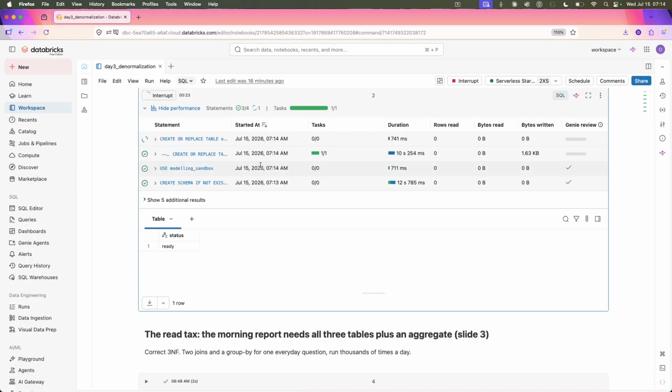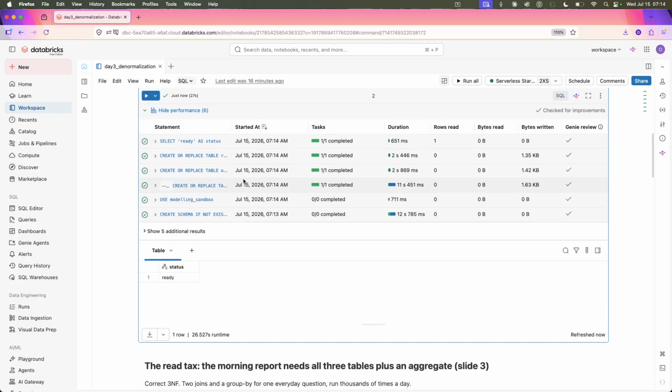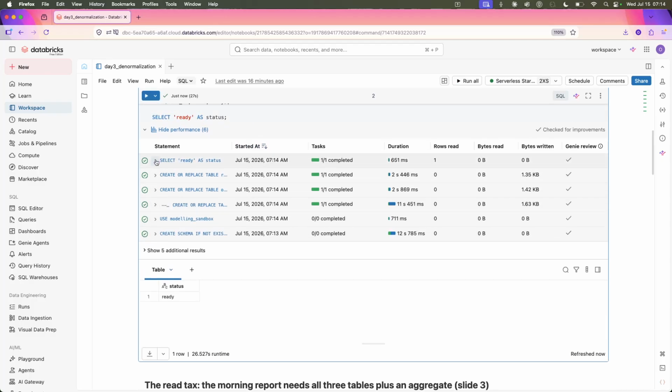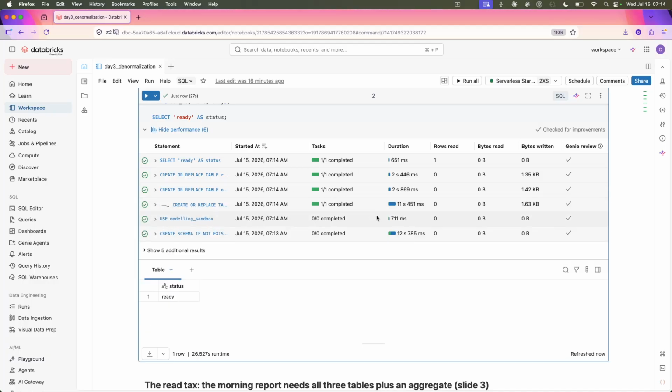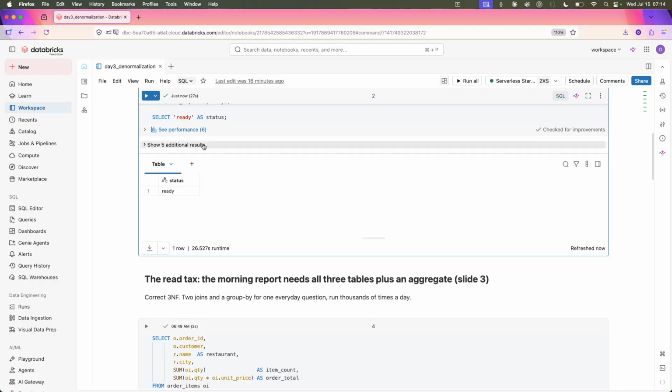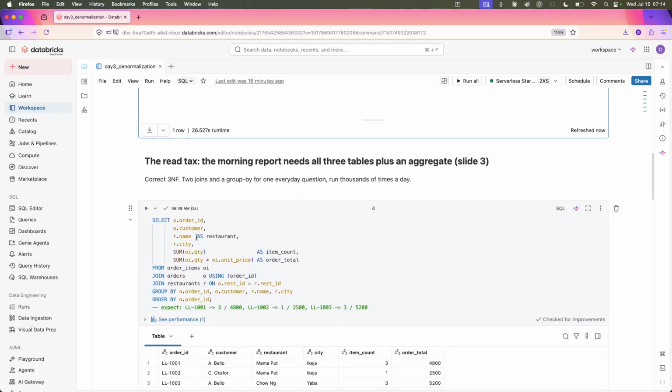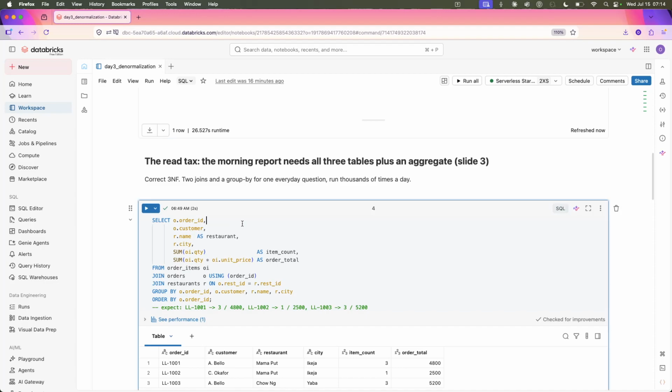And of course, you can see what is going on here. There's another way to look at things inside your notebook. You can see exactly what's the duration of each of these sub tasks that is going on. So again, now let's look at this.